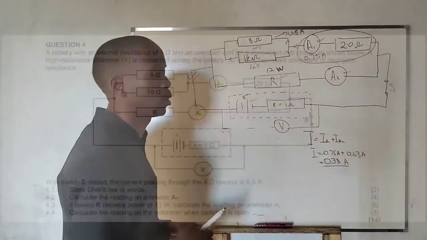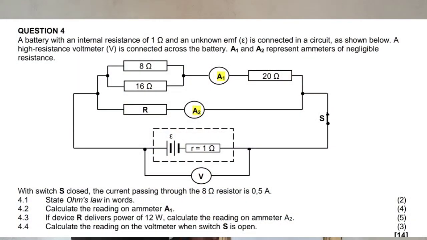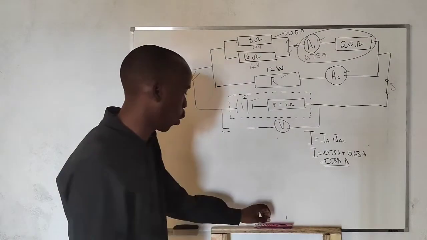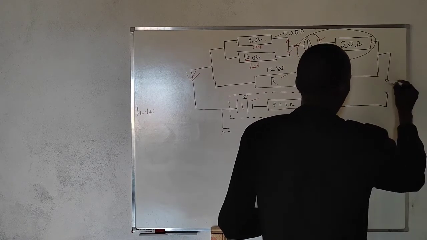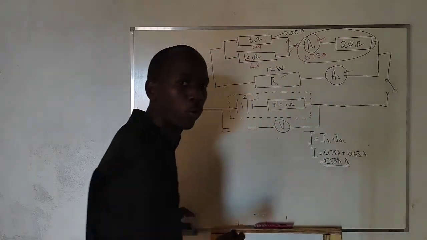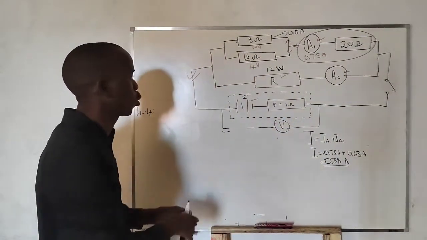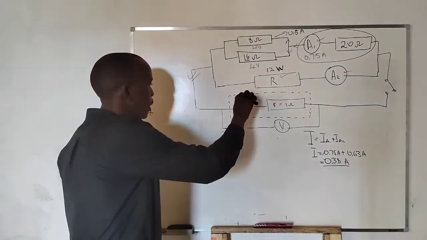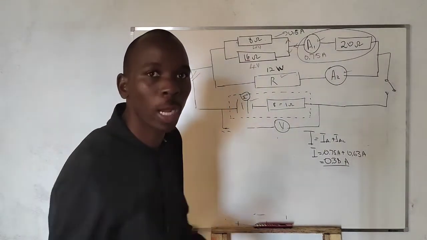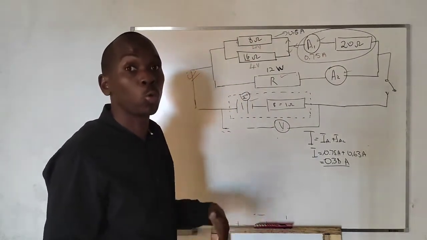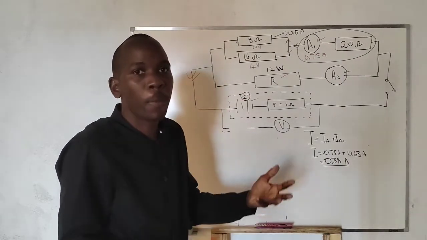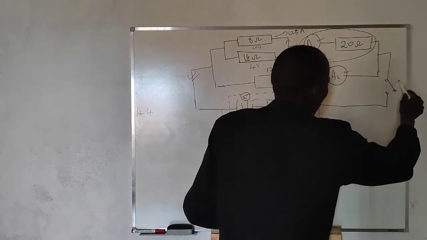The last question, which is 4.4, requires us to find the reading on voltmeter V when switch S is open. Very interesting question. Switch S is opened. I have just opened the switch. What is that reading? It is EMF. They are telling you to calculate EMF without saying the word EMF. So you have to know that it is the total voltage from the battery when the switch is open, or when there is no current flowing.